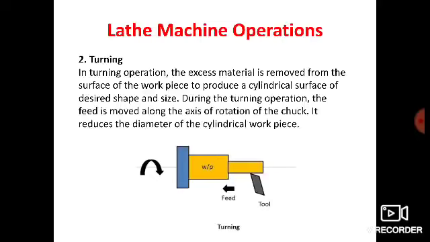Next operation, that is known as turning. So in turning operation, the excess material is removed from the surface of the workpiece to produce a cylindrical surface of desired shape and size.